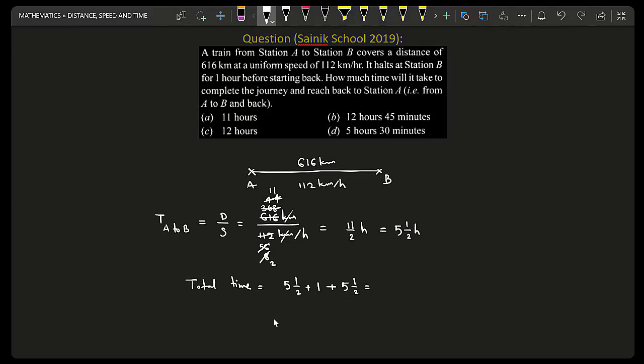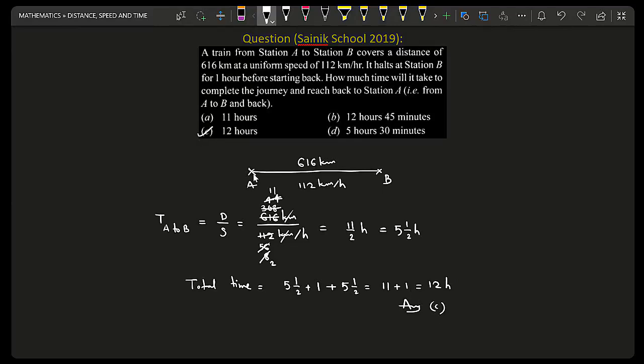Easily. Yes, sir. First you add the whole numbers, 5 plus 1 plus 5. Sir, it will be 11. Yes, we can write 11, and there are halves. Two halves equal to? Sir, 1. Two halves equal to one full. So 11 plus 1 is 12. So what is the total time? Sir, 12 hours. Very good. Option C is correct. You can mute, Harshvardhan.